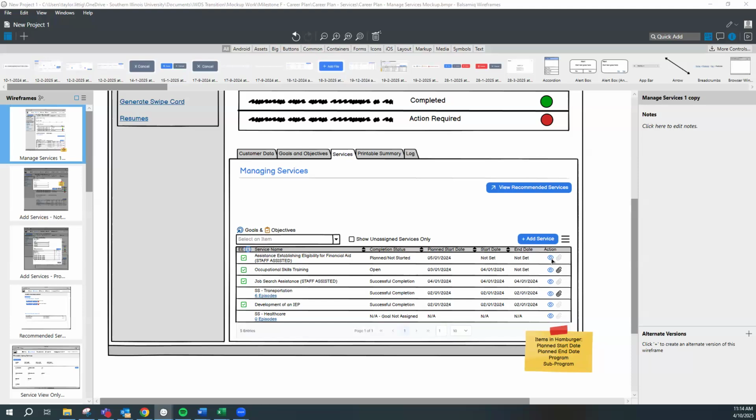You'll be able to go in and edit it, and you're going to change the completion status from planned not started to open. And then you'll be able to put in your actual start dates and your actual end dates as needed. If it's a same day service, then you might change it quickly from open to successful completion, but it's just a nice way to have it all built out early for the career planner to view, and like Laura said, the customer to view.